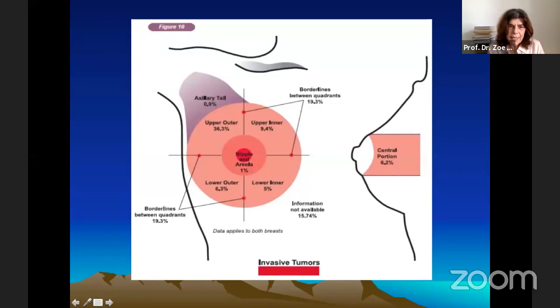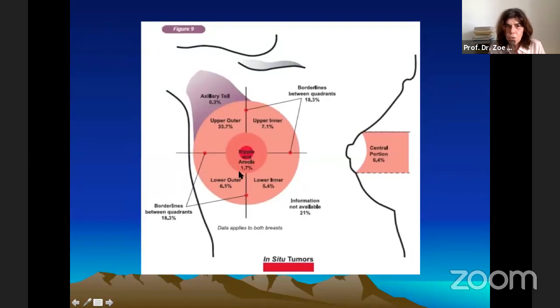And this is for the in situ. Again, we see the location is also in the upper outer quadrant.